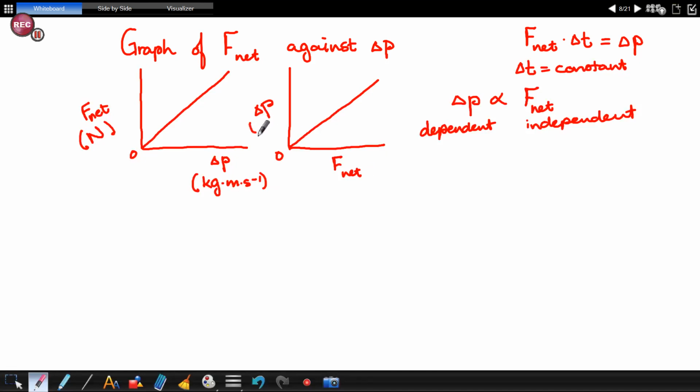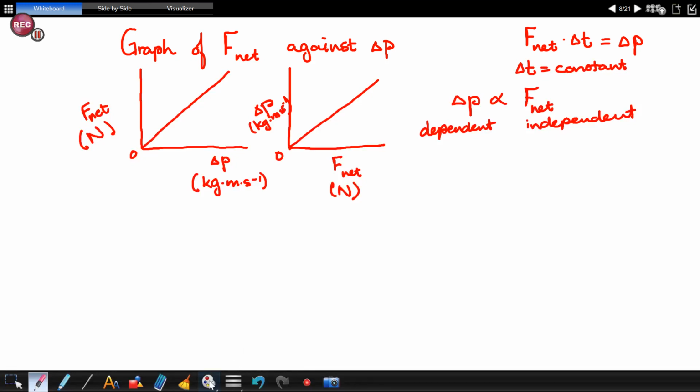Sometimes they like to swap them around. Well, in science we can do anything. It depends on what you're looking at. I'm just trying to explain that it's the change in momentum that would depend on the net force.